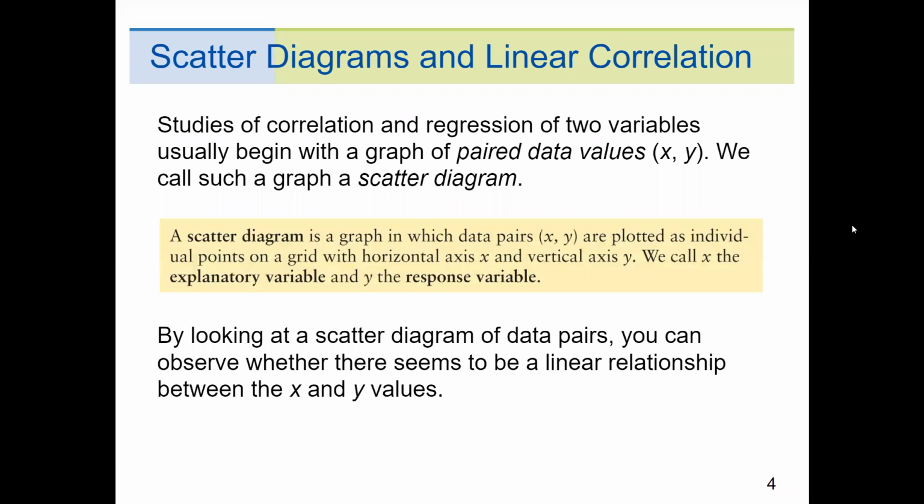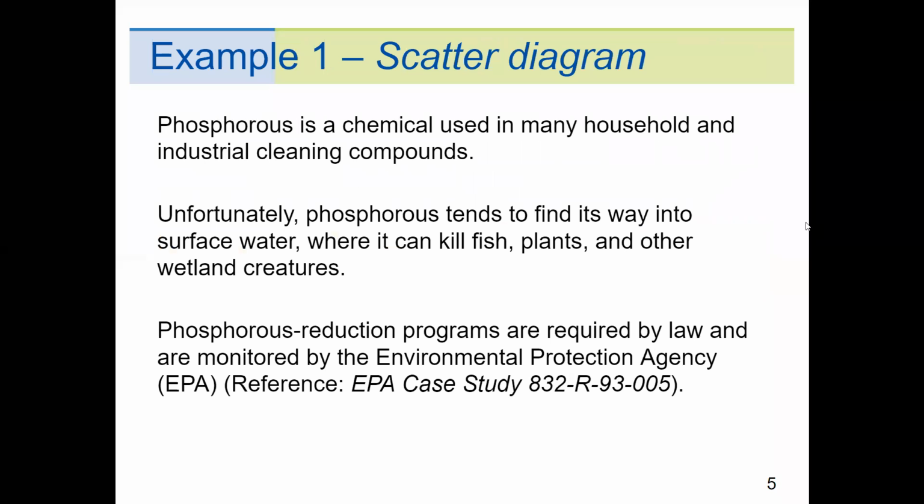All right, studies of correlation and regression of two variables usually begin with a graph of paired data values x and y. We call such a graph a scatter diagram. A scatter diagram is a graph in which data points x and y are plotted as individual points on a grid with a horizontal x-axis and a vertical y-axis. We call the x the explanatory variable and y the response variable. By looking at the scatter diagram of point data pairs, you can observe whether there seems to be linear relationships between x and y values.